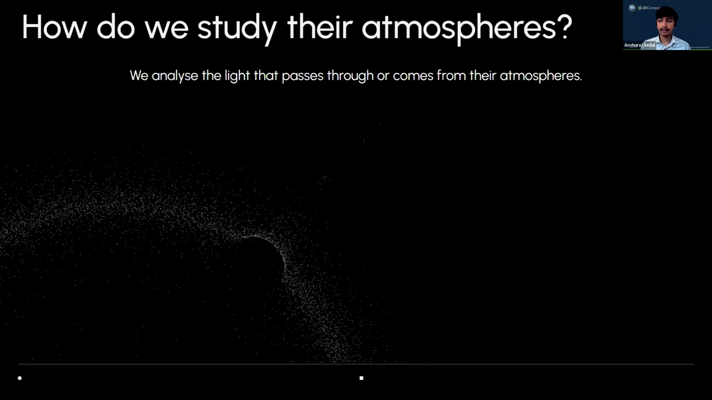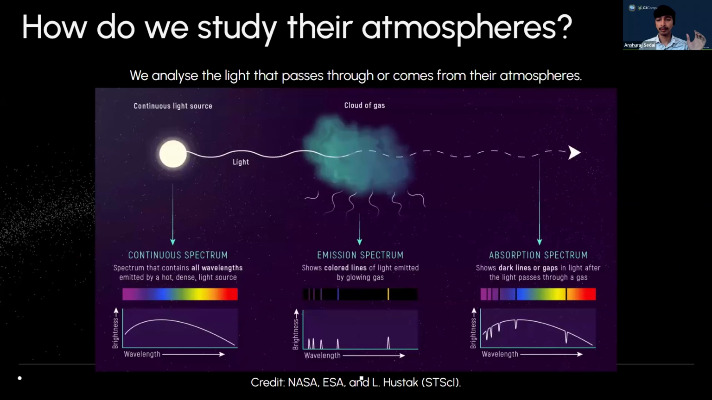We analyze the light that passes through the atmosphere or comes from the atmosphere. How it works is, when we have a star and we imagine a cloud of gas, when the light strikes the cloud of gas, it emits a different kind of light. The spectrum of the emitted light can be different from the spectrum of the host star itself, because some of the chemical components in the cloud might be emitting some of the light a little bit differently. That's why we see color lines in the spectrum for the emission spectra.